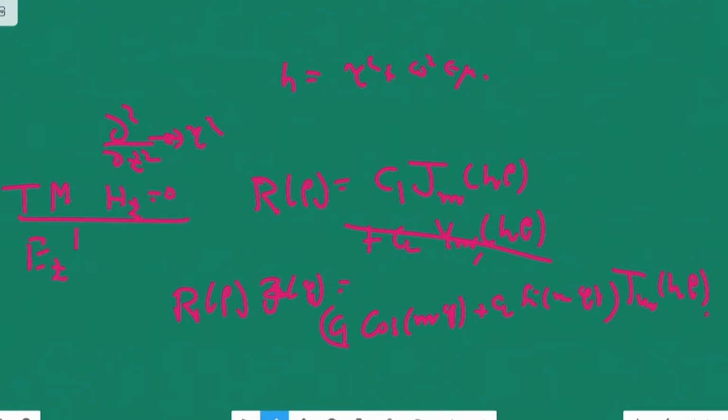So, you have that Ez at rho equal to R must be 0, that amounts to saying that Jm of hR must be 0. That means hR must be one of the roots of the Bessel function Jm. I denote the roots of the Bessel function Jm by alpha mn. Alpha mn are the roots of the Bessel function of order m, and n takes the values 1, 2 and so on. So, I can write hR as alpha mn, or equivalently h is equal to alpha mn by R.